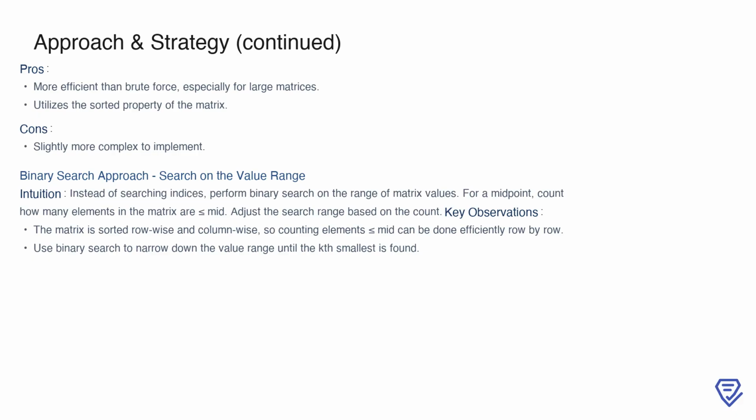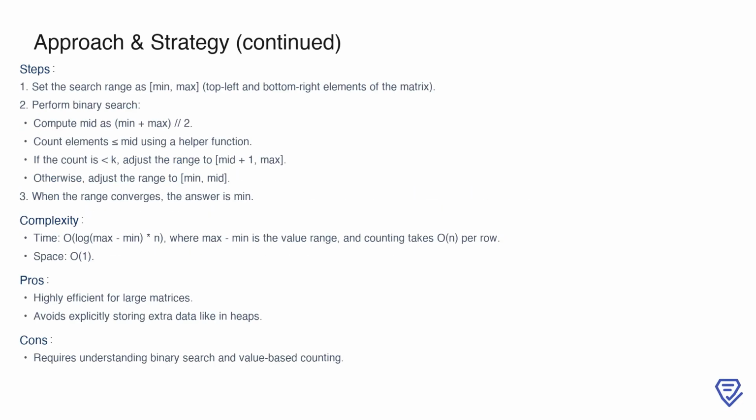By avoiding explicit storage of intermediate results and focusing on the value-based binary search, this approach is both space-efficient and computationally efficient. In the binary search approach, the first step is to define the search range as the minimum and maximum values in the matrix, which are the top left and bottom right elements, respectively. We then repeatedly calculate the midpoint of the current range and count how many elements in the matrix are less than or equal to this midpoint.